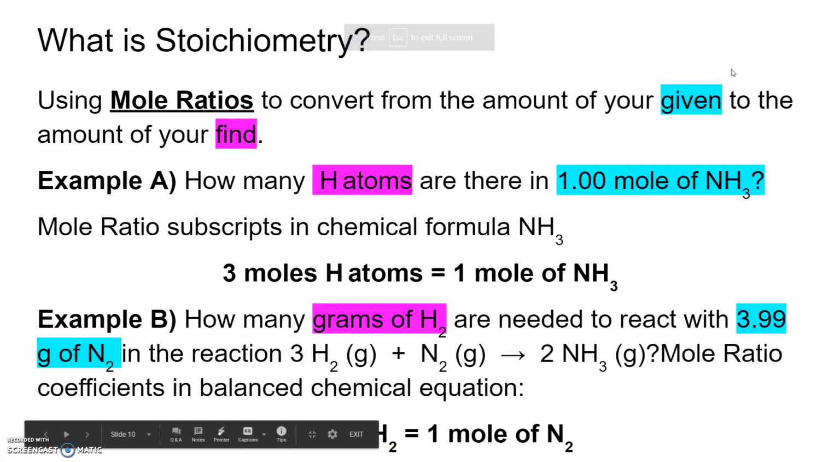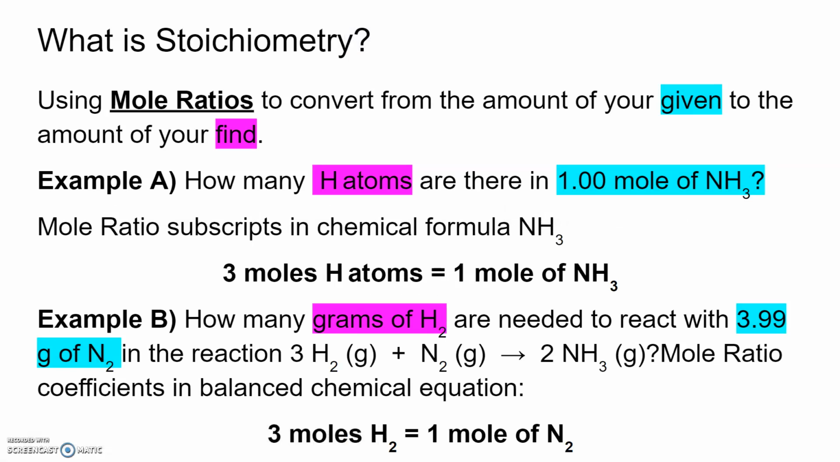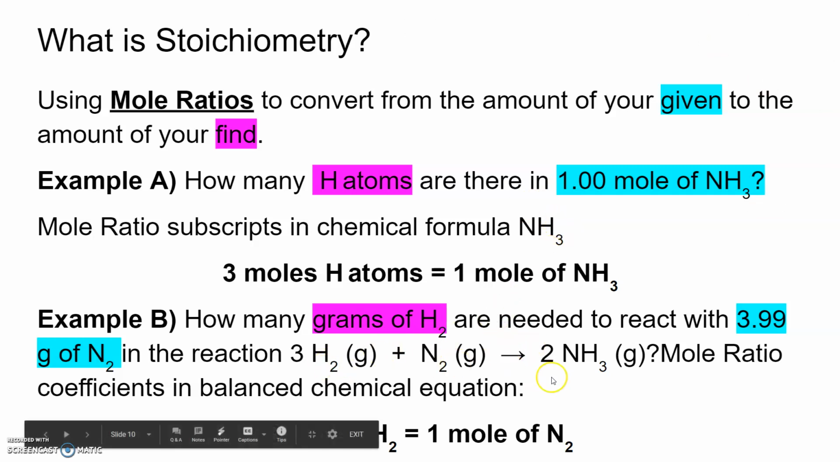So in Part 1, we defined what stoichiometry is, and we looked at examples where we discussed the type of mole ratios we need to solve the stoichiometry problem. And remember, there are two types of mole ratios that come from subscripts in a chemical formula, as in example A, and then mole ratios that come from the coefficients in the balanced chemical equation, as found in example B.